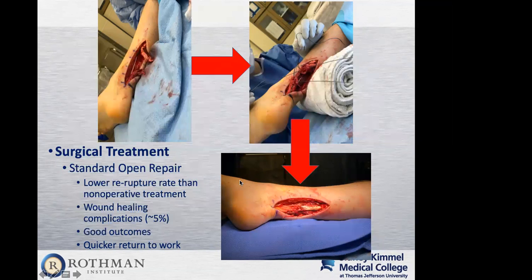The one issue that comes up with surgery that obviously wouldn't come up with non-surgical treatment is the issue of wound healing complications. And that hovers around 5%.